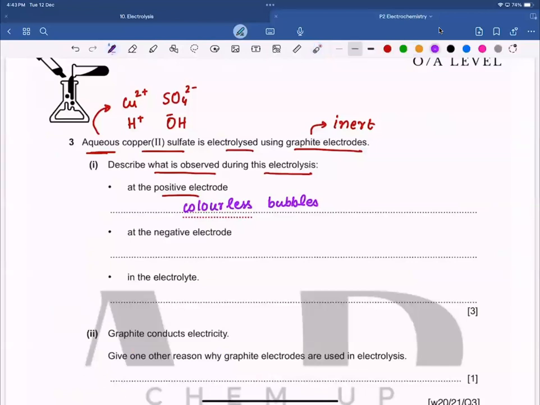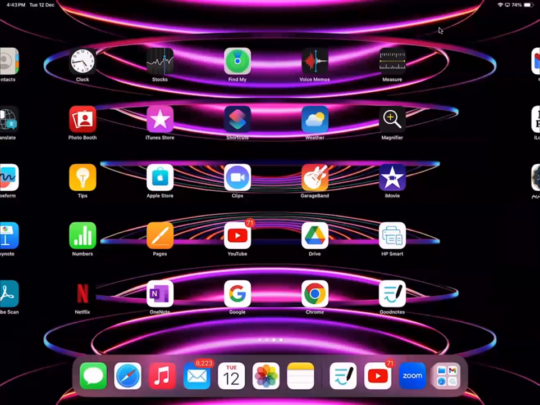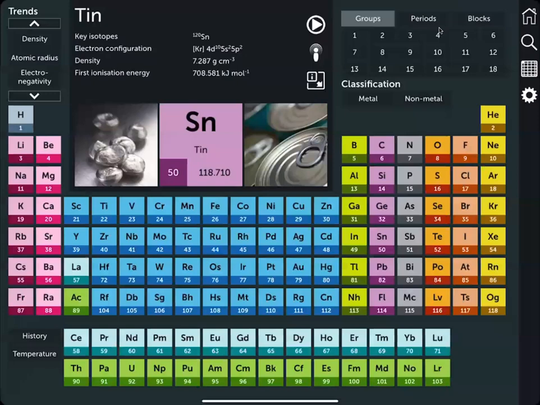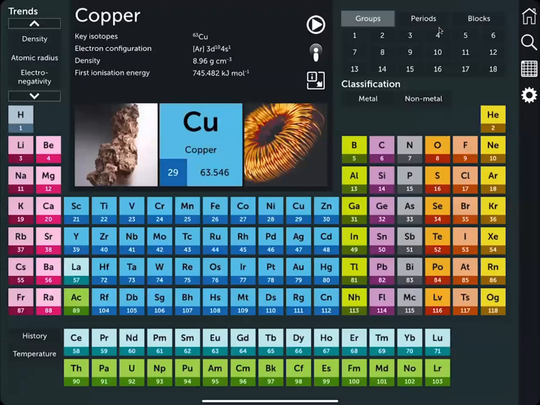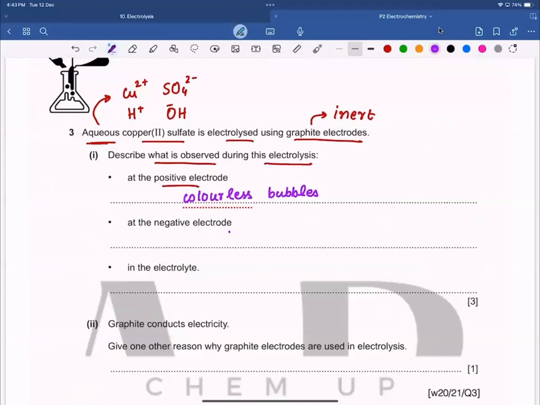What is the color of copper? Pink solid. You all have seen copper wires, right? What is the actual color of copper? Its actual color is like this, which we call copper. But in Cambridge, the examiner requires pink for this. So you have to always write pink solid. Now tell me the third observation they have asked: in the electrolyte, what will happen?